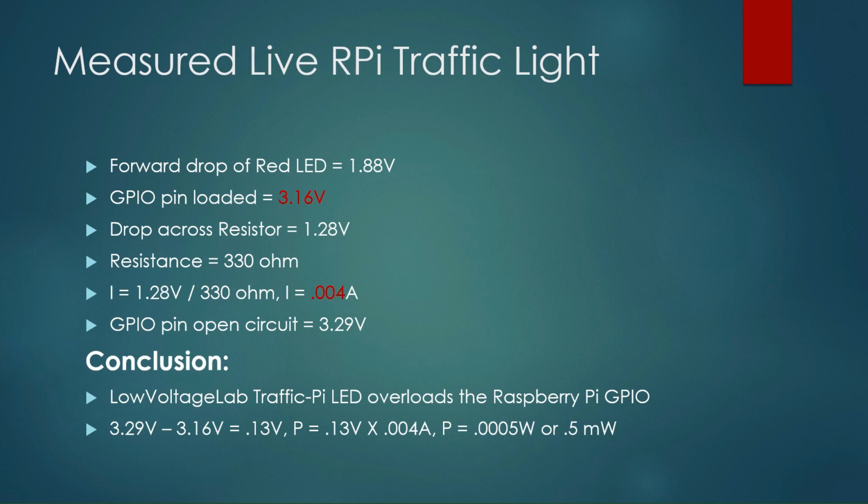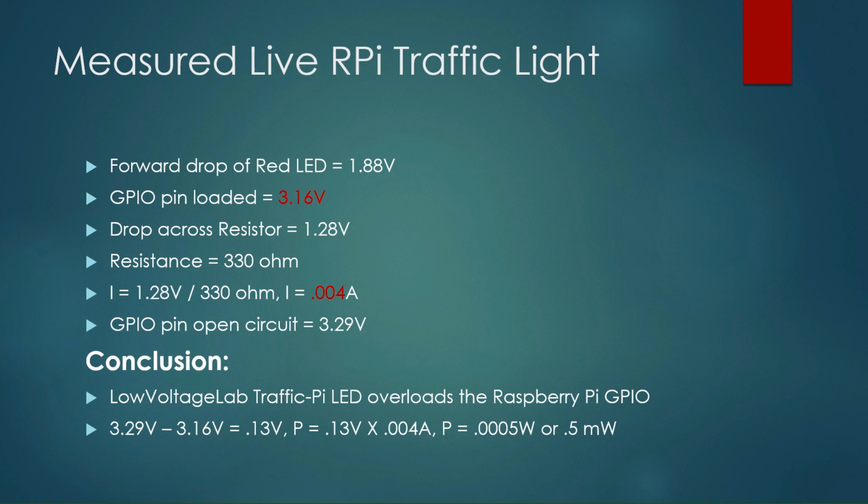I also measured the GPIO pin without the LED loading it down. And open circuit, the voltage on that same GPIO header pin measured 3.29 volts. So I reached a conclusion from taking these measurements. The low voltage lab traffic Pi LED overloads the Raspberry Pi GPIO.